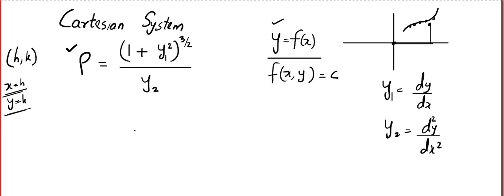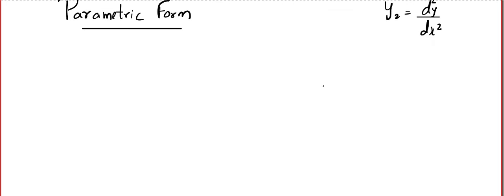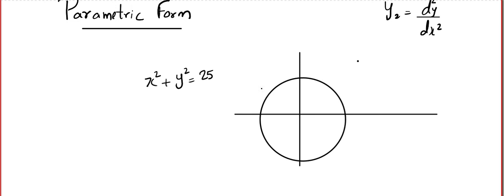Okay, now the second thing I want you to write is in parametric form. Now look at this. Parametric form is a very useful and a very interesting thing. Look at this. When I write x square plus y square is equal to 25, I think you know that this represents a circle with center origin and radius 25.